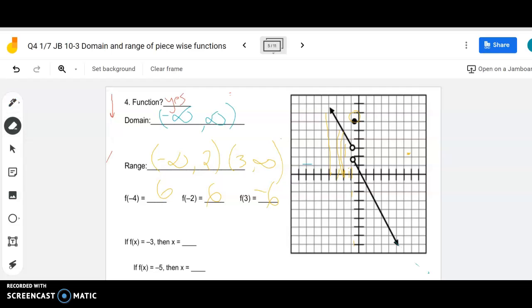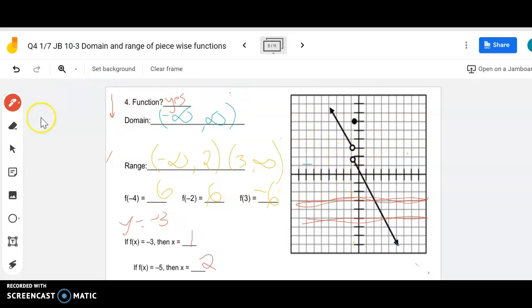So then when we do these, it's hard to do this because I should have printed it out. If f of x is negative 3, so if y is negative 3, I'm going to come over here and go to negative 3 and see where it hits the line. And it hits the line at 1. I know this graph is off. If y is negative 5, where does it hit? And it hits at 2.